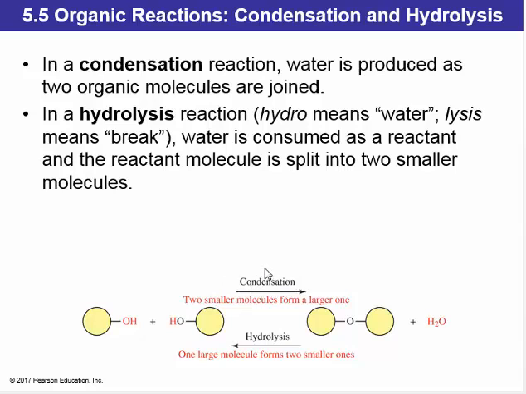A condensation reaction occurs when two smaller molecules react to form a larger molecule as well as a molecule of water. So in a condensation reaction, two molecules react to link or bond together and form a water molecule. In hydrolysis, the opposite occurs. Water is a reactant, so water reacts with a larger molecule and two smaller molecules are formed. So let's see if we can identify whether condensation or hydrolysis is occurring in several different biochemical examples.